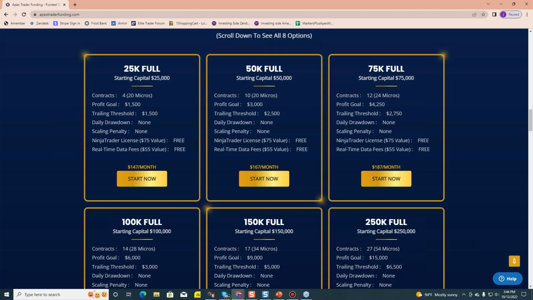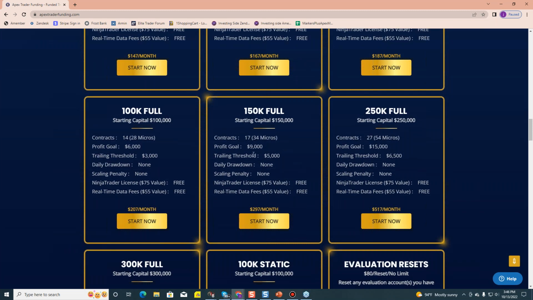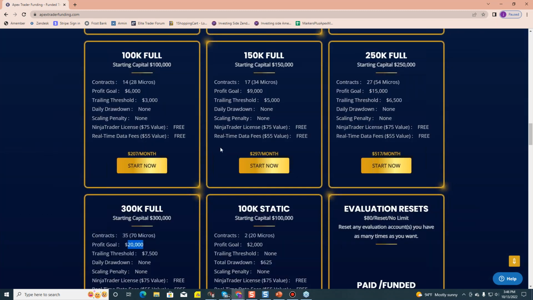If your system is a system that makes 100, 200, 300, 400 ticks in a day, whatever, is it that hard to reach some of these numbers in a decent amount of time? It's really not, right? These profit goals don't seem like that big of a deal anymore, do they, when you've got a system like that? Does that make sense?